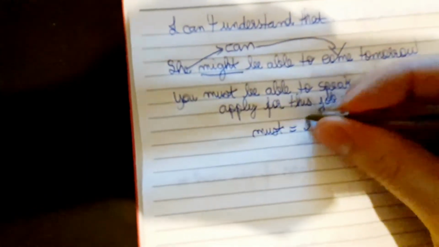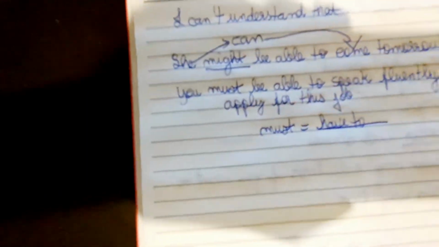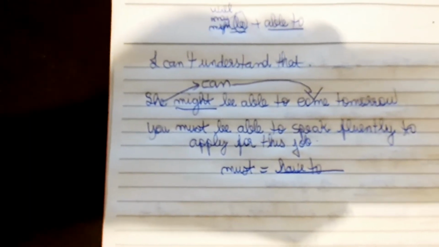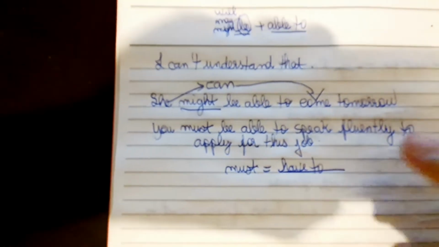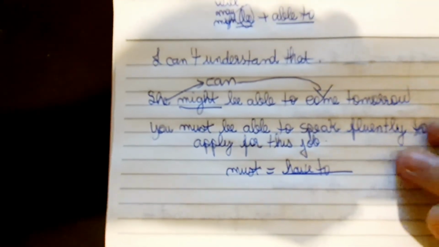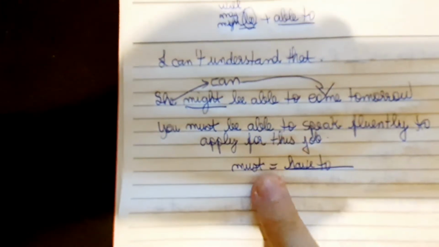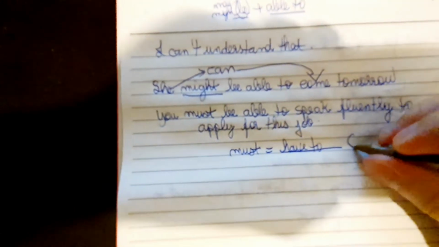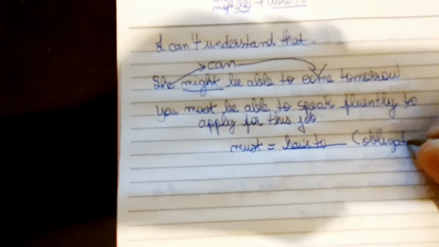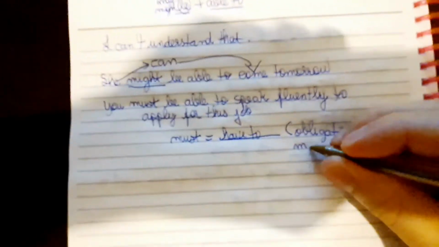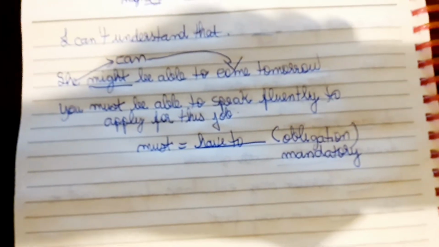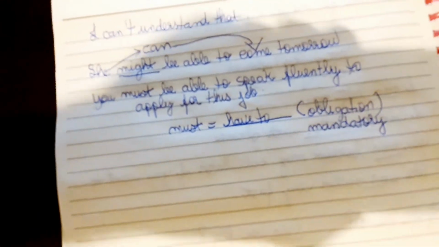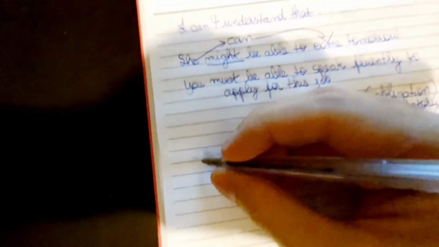The synonym is have to. It's something you have to do, right? You have to be able, you must be able to speak fluently. Can here, it's not possible because it doesn't express this idea of obligation, right? Obligation. It's mandatory. You must do this in order to get a job. It's mandatory. Okay. All right.